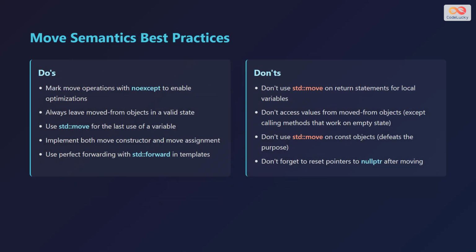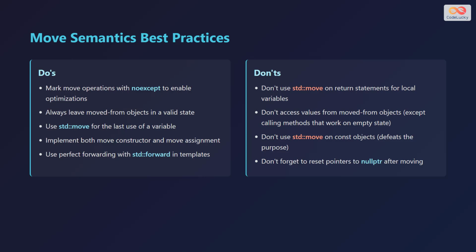Here are some best practices to follow when using move semantics. Mark move operations with noexcept to enable optimizations. Always leave moved-from objects in a valid state. Use std::move for the last use of a variable. Implement both move constructor and move assignment. Use perfect forwarding with std::forward and templates.